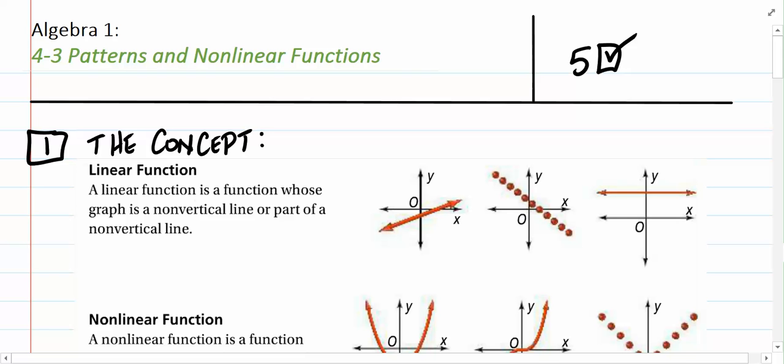Welcome to Zaption Tour 4.3, Patterns and Nonlinear Functions. This has 5 blocks in the lesson. So let's get going here.